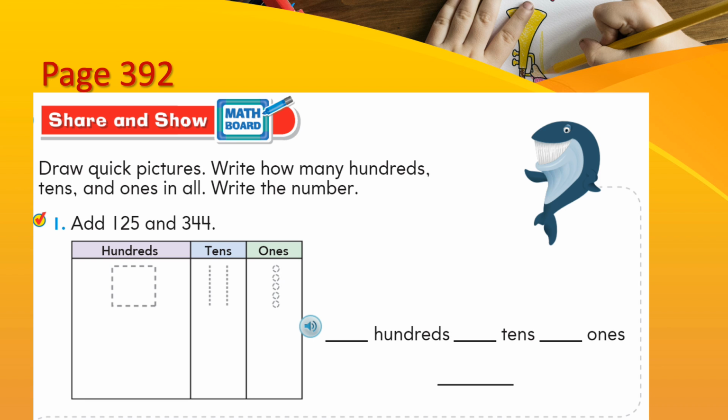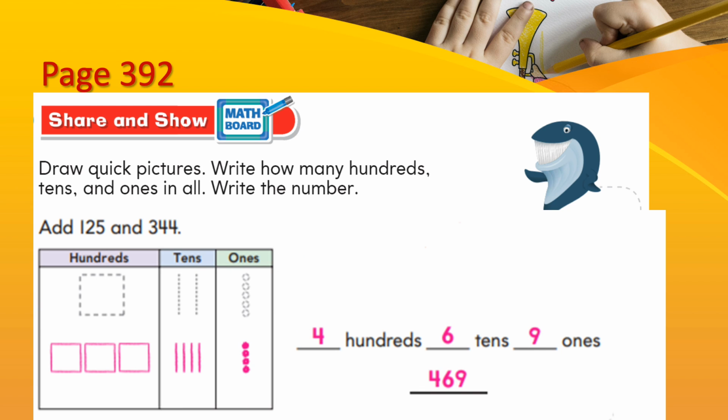Now, how many hundreds are in 344? Very good, children. 344 has 3 hundreds, 4 tens and 4 ones. And therefore, the answer will be 4 hundreds, 6 tens and 9 ones. All they have done is added the ones, the tens and the hundreds. So the answer to add 125 and 344 is 4 hundreds, 6 tens and 9 ones. 469. I hope that was clear to you. If it was not, do not worry. I'll show you one more in the next slide.